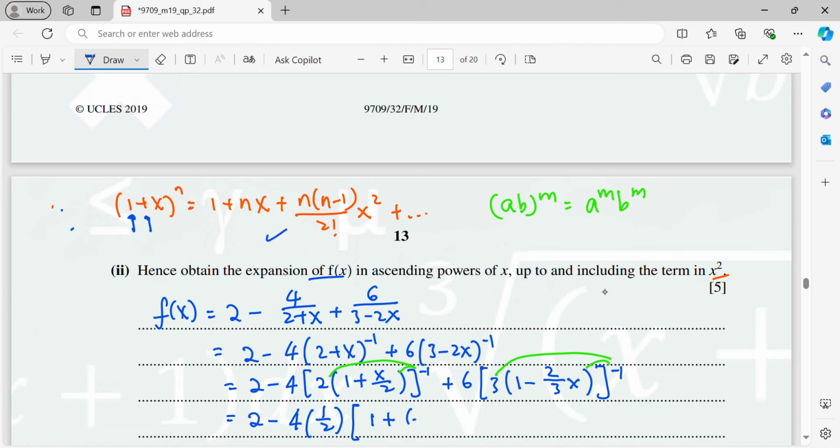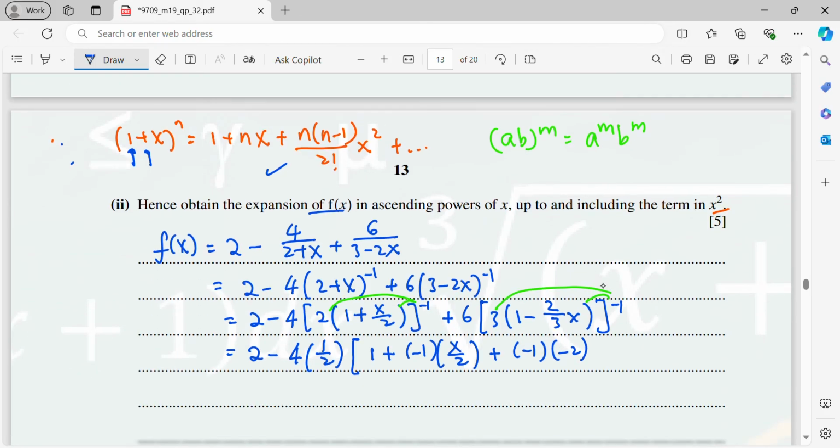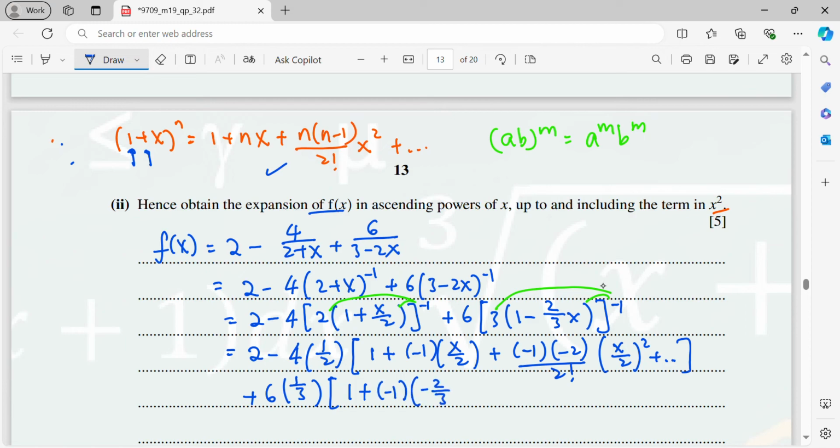So 1 plus n, x is x over 2. Okay, after that, plus (minus 1)(minus 2), because n minus 1 becomes minus 2, over 2 factorial, that x over 2 squared. That is the first expansion, followed by plus 6. The power negative 1 for the 3 is basically 1 over 3. Then 1 plus nx. After that, followed by (minus 1)(minus 2) over 2 factorial. Then negative 2 over 3 x squared.